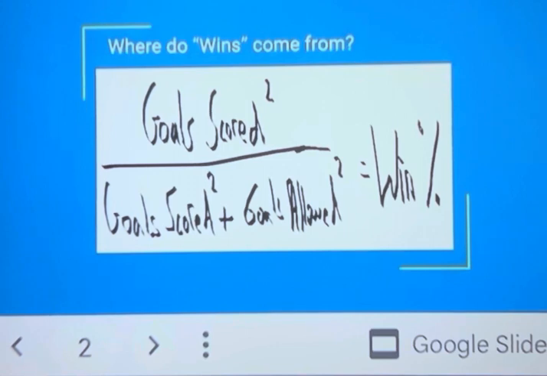So this is the basic model of the game, right? The exponential is what makes soccer different. Because it's a low scoring game where events have exponential effects, who scores first can have a massive effect on the game, right?